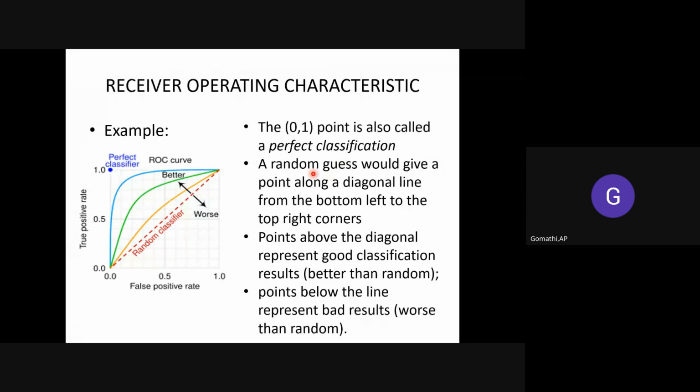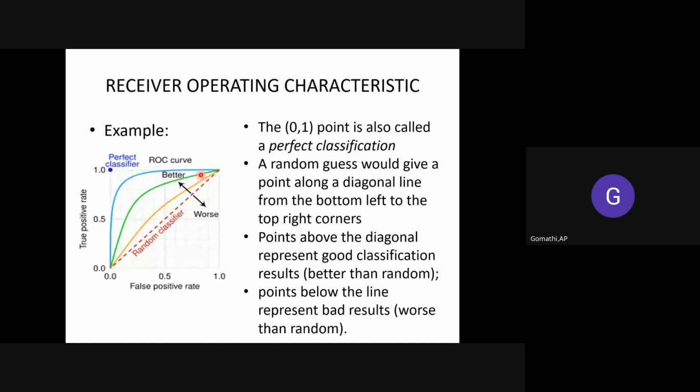So here the random guess would give a point along the diagonal line from the bottom left to the top right corners. This is the random guess, that is the random classifier. The red color line is called the random classifier or random guess. It is the diagonal line from the bottom left to the top right corner. Points above the diagonal represent good classification results, that is better than random. The line below the random classifier represents the bad result. So this is the overview of the ROC.